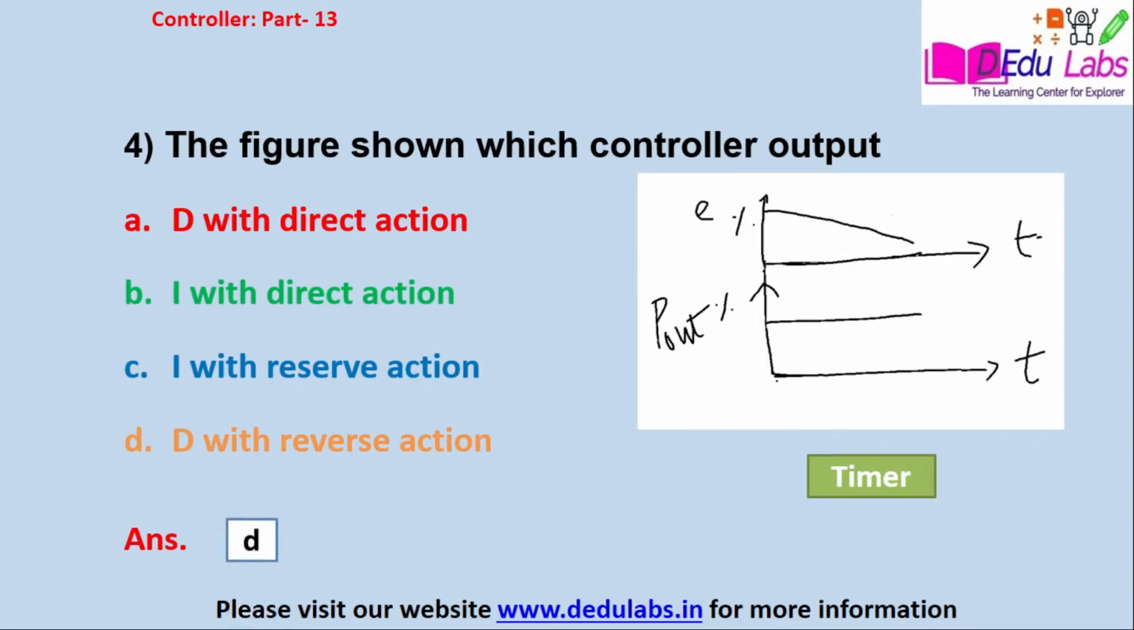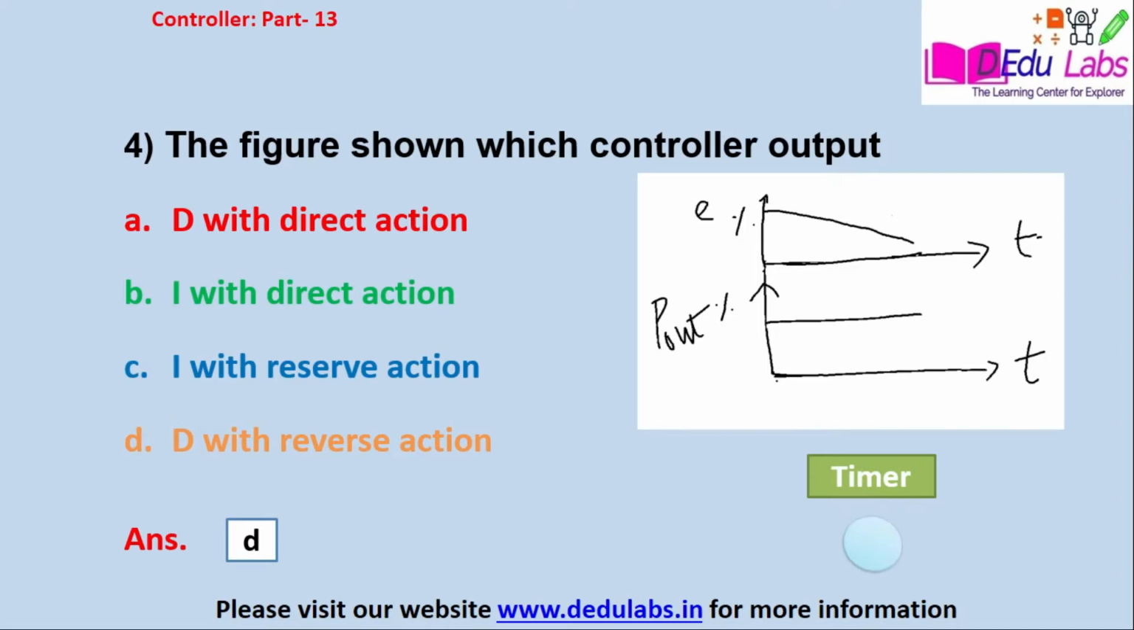The answer is option number D, that is a derivative with reverse action. As shown in the figure, the top portion represents the error signal with respect to percentage and the bottom portion represents the controller output in percentage, and both are represented with respect to time. See, the error signal is continuously decreasing with respect to time, so it looks like a reverse ramp. And here the output is constant.